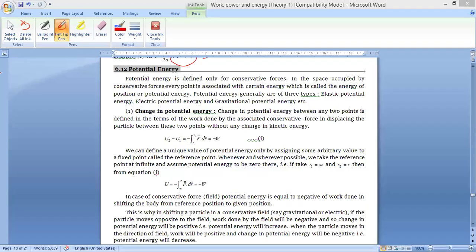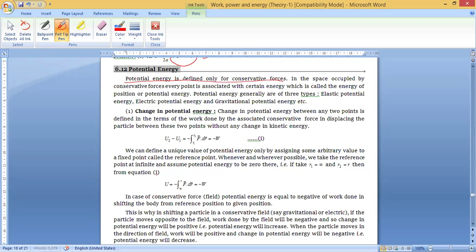Potential energy. Yesterday we learned about kinetic energy. Today we learn potential energy. The potential energy is defined only for conservative force.